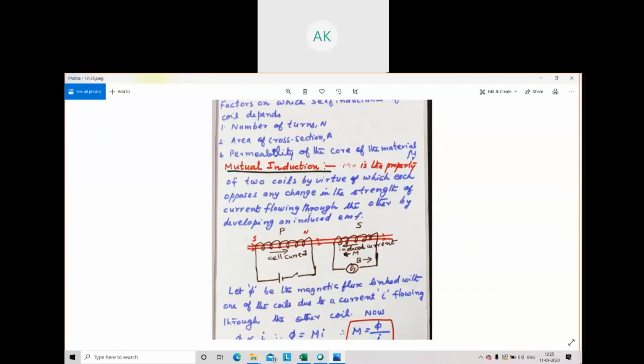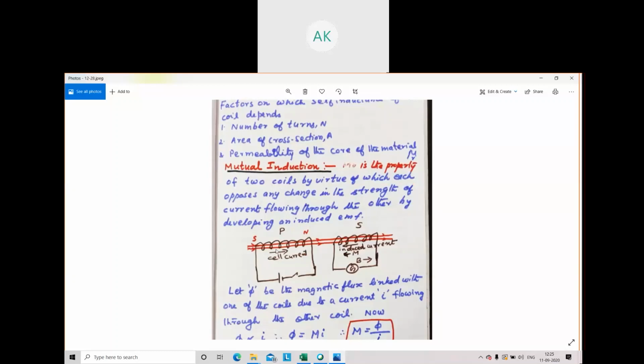The next topic is mutual induction. Self-induction we have studied. Mutual induction, you have to consider two coils, for example one primary coil and another secondary coil. In one coil we send current. You can name this the primary coil, and this the secondary coil.